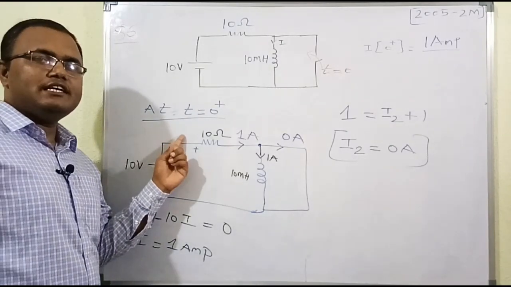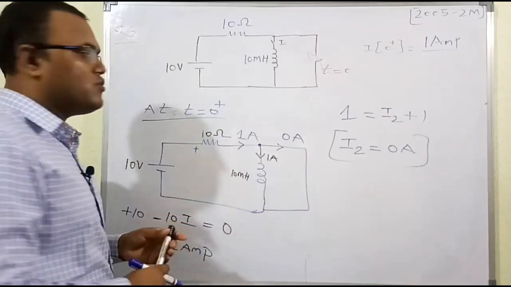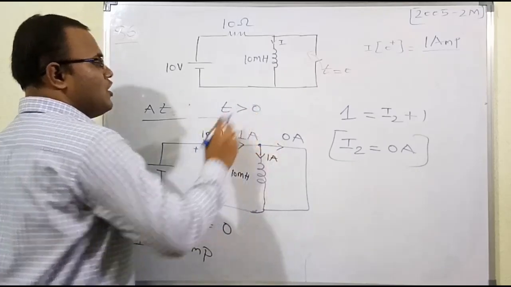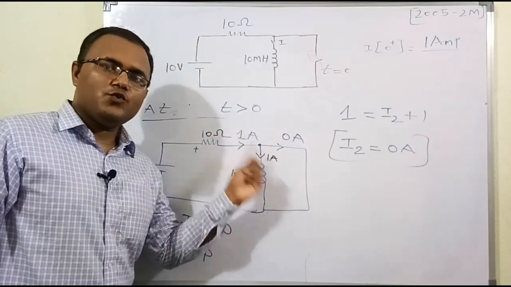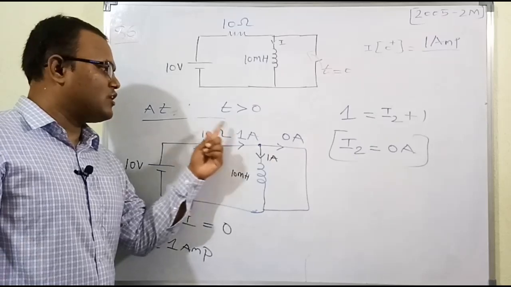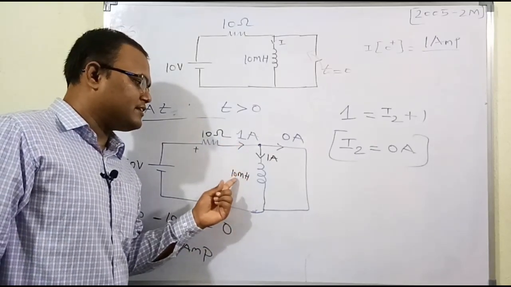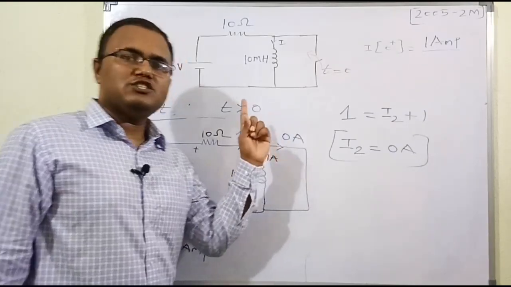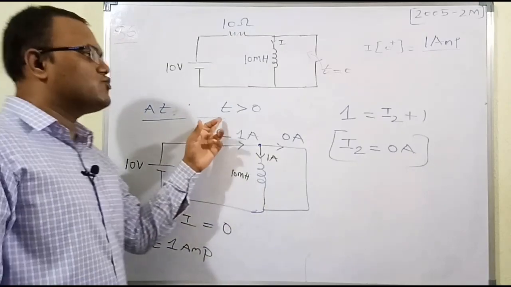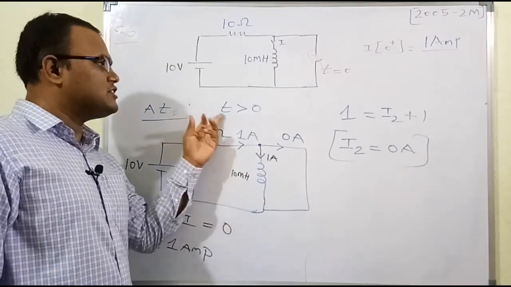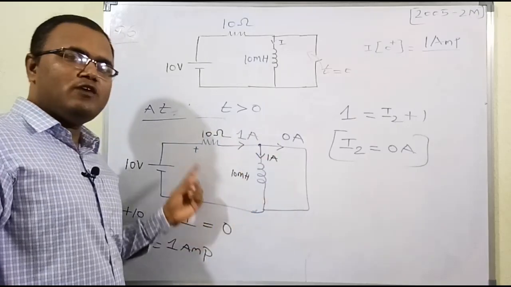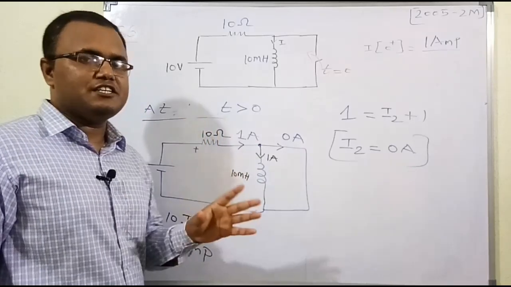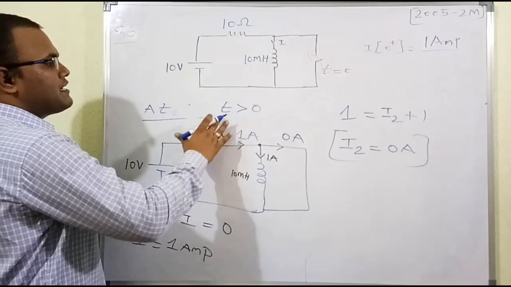So this circuit is not only the same for t equal to 0 plus, it is also the same for t greater than 0. As the switch is closed, the current in the 10 ohm resistor is always 1 ampere, the current in the 10 millihenry inductor is 1 ampere, and the current in the short circuit branch is 0 ampere. This is for t greater than 0 for all conditions. At t equal to 1, same circuit. At t equal to 2 seconds also, the values of the currents in all the circuit elements don't change. This circuit is the same for t greater than 0.